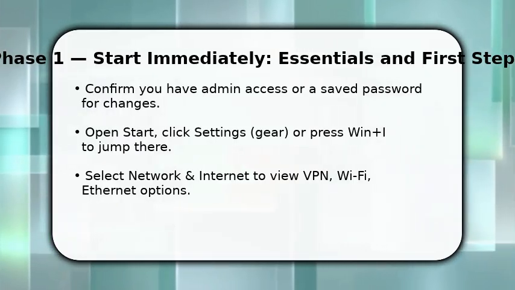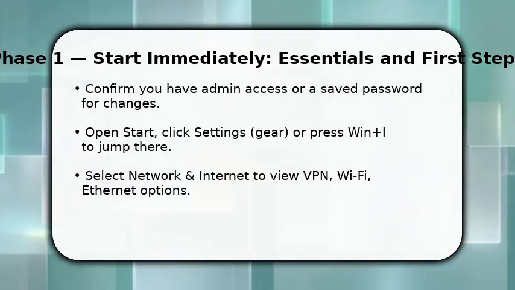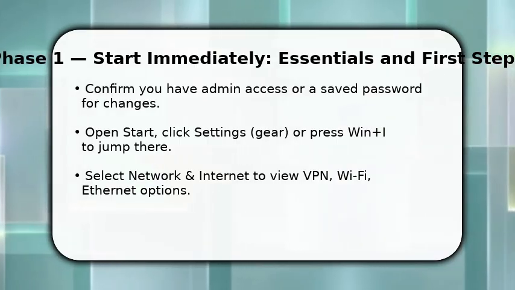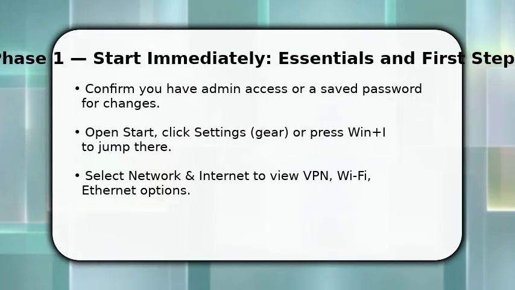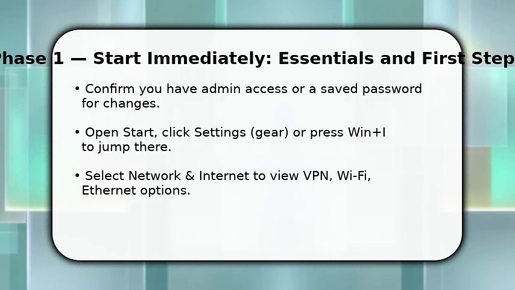From Settings, choose Network and Internet. This section groups VPN, Wi-Fi, and Ethernet. You do this now so the next steps are immediate, no extra navigation. Make sure the VPN entry is visible in the left column. That's the control point you'll act on next.